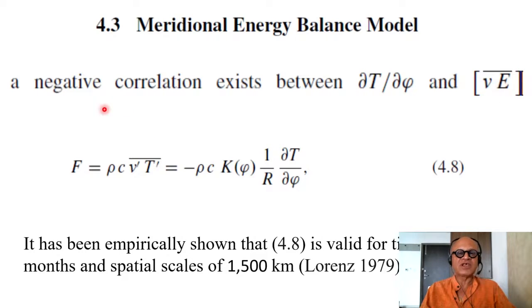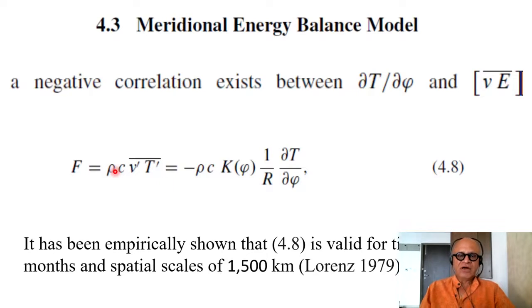So there is a negative correlation between dT/dphi and the average transport in space and time. So here we are averaging in time and space the zonal mean, vertical mean, meridional velocity and energy density. We can write this as flux = rho c times v' T' bar. So we are doing the mean of the eddy component and multiplying it by air density and heat capacity.